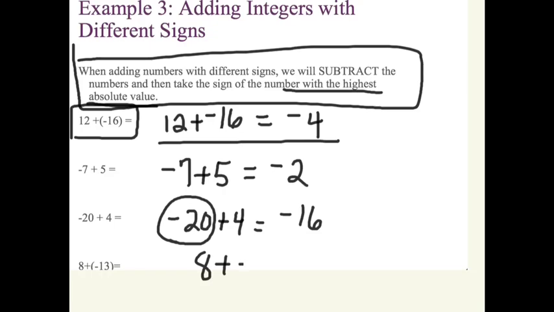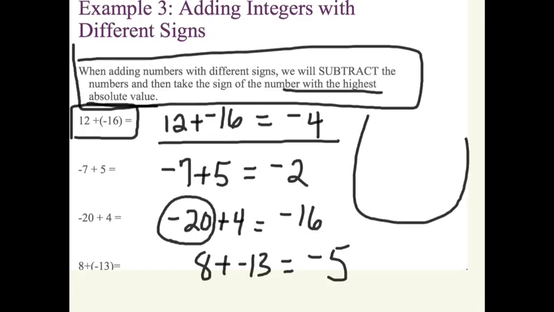8 plus a -13. Answer is going to be negative here again. Didn't realize I made all the answers negative when I did this. Answer is going to be negative. I'm going to subtract 13 minus 8, and my answer would be negative 5.